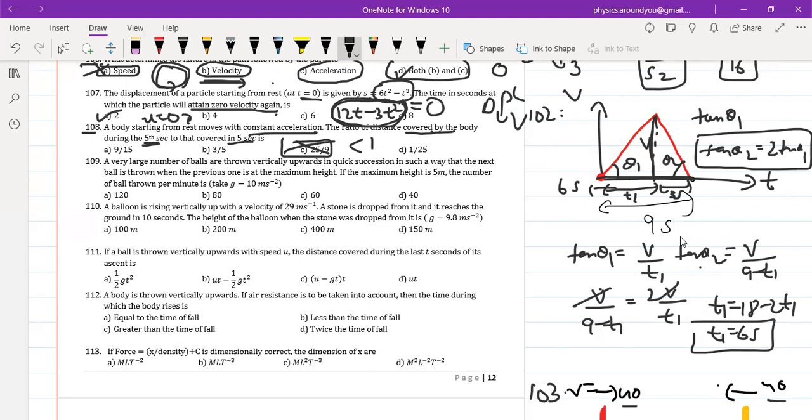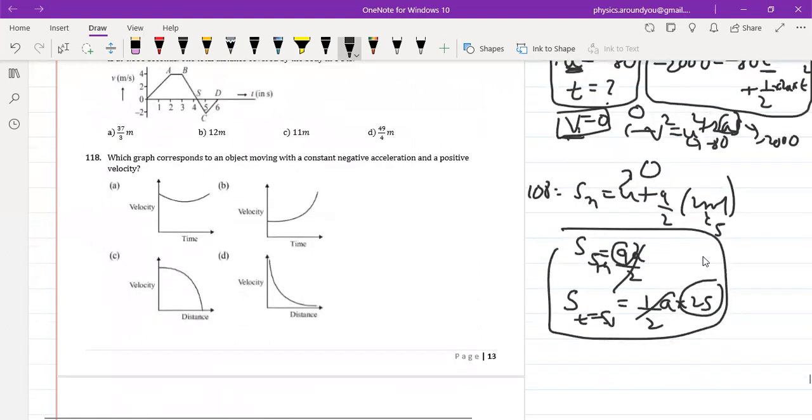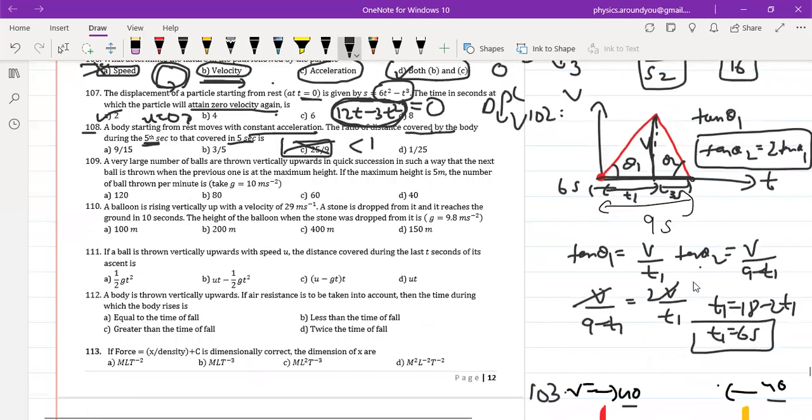So it should be 9 is to 25, because of u plus a by 2 into 2n minus 1 and half at squared; it should be 9 is to 25 and not 25 is to 9. As I see, none of the options are correct. Over.